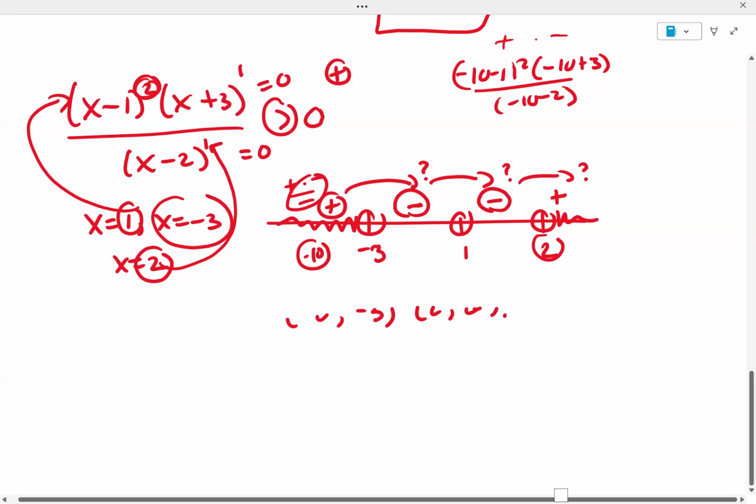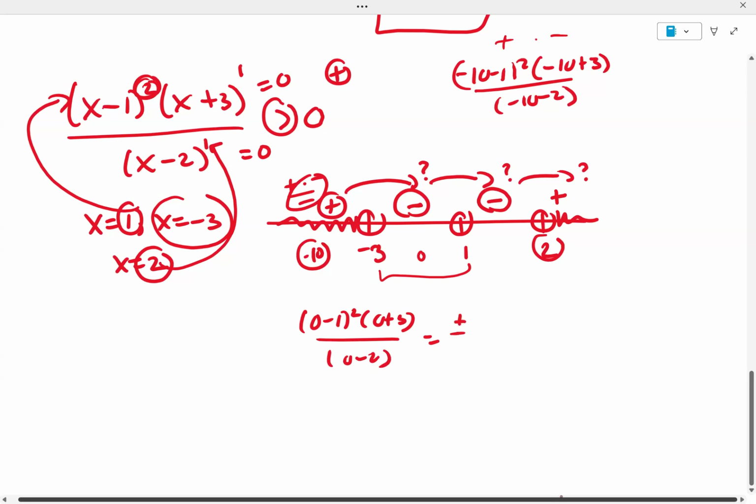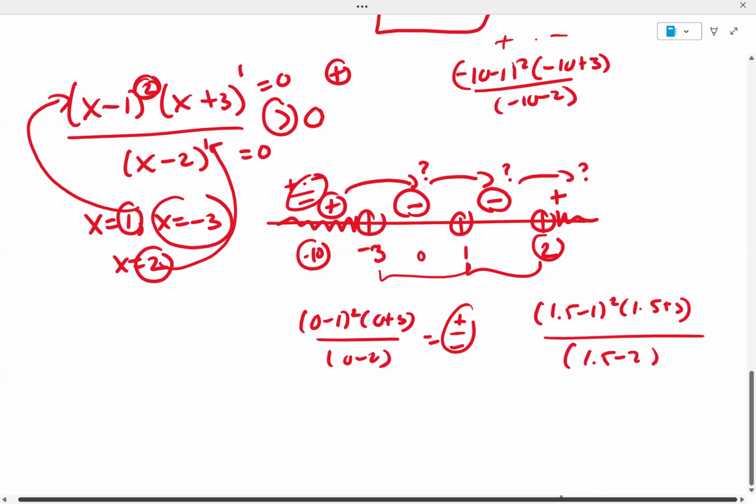The longer way, if you want to pick a test point, well, between -3 and 1 is 0. So then I'm just going to put in 0 for x. And that's a positive over a negative, negative. What's between 1 and 2? Well, you got to pick 1.5. 1.5 in for x. Clearly a positive, positive, and 1.5 minus 2 is a negative. So positive over a negative is a negative. And if I clearly pick, say, 10, I clearly get a positive, 81 times a positive 13 divided by a positive 8 is a positive.